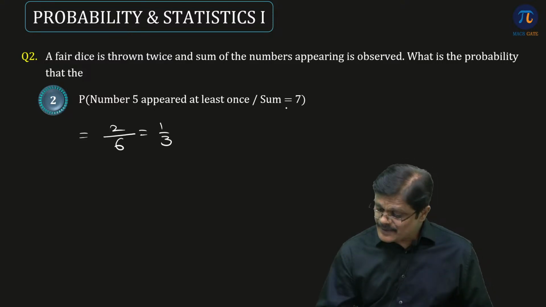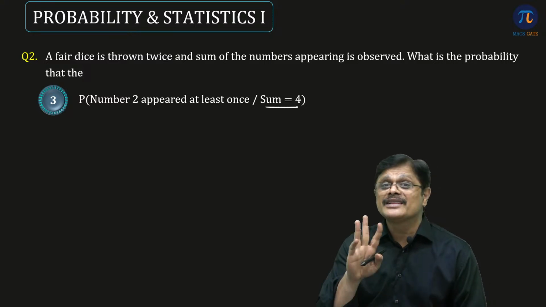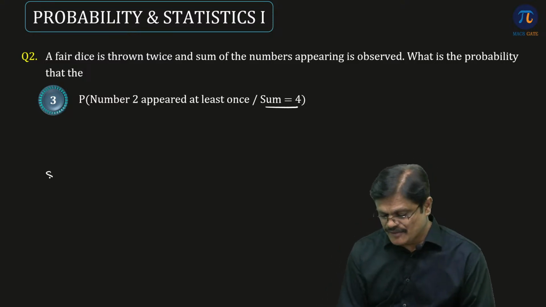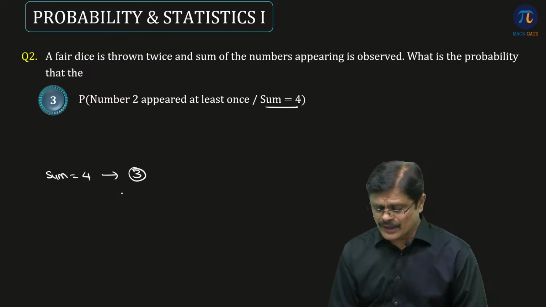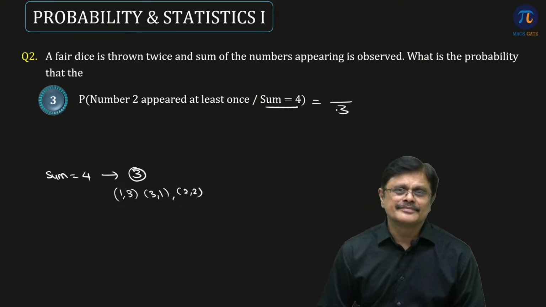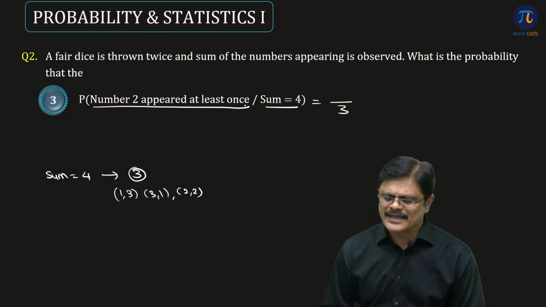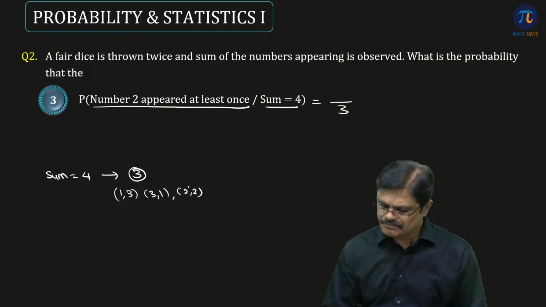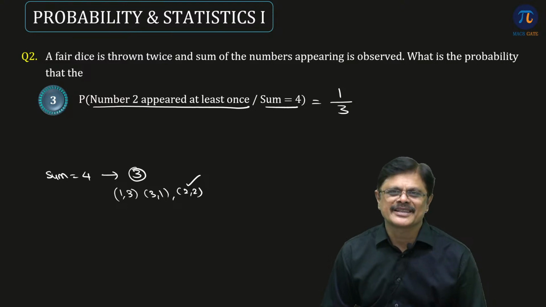This time the sum is 4. How many are favorable for sum equal to 4? Only 3 cases are favorable. What are the 3 cases? 1, 3; 3, 1; and 2, 2. Out of these 3, in how many cases did number 2 appear at least once? This is the only case. So the answer is 1 by 3. Hope you understand. Is the idea clear?